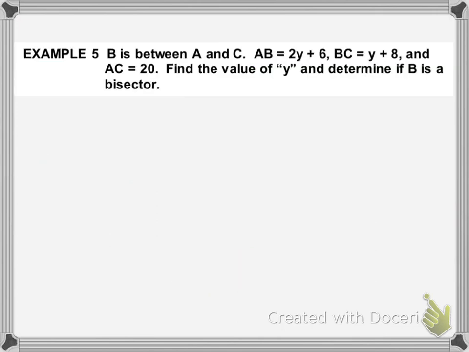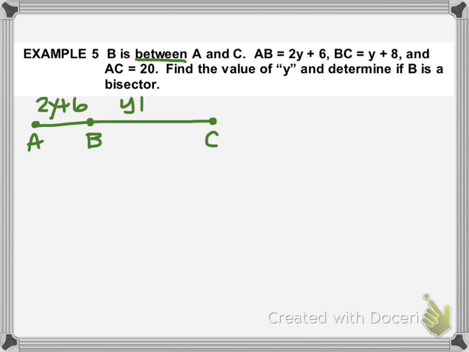This example says that B is between A and C. So let's draw that. Now remember, between doesn't necessarily mean right in the middle. So if here's A and here's C, B can be anywhere on that segment. I'm going to purposely put it off center looking so that I don't assume that it's in the middle. It says that AB, or the distance between A and B, has a length of the expression 2y plus 6. It says that BC has a length of y plus 8. And that AC, the whole thing, has a length of 20.